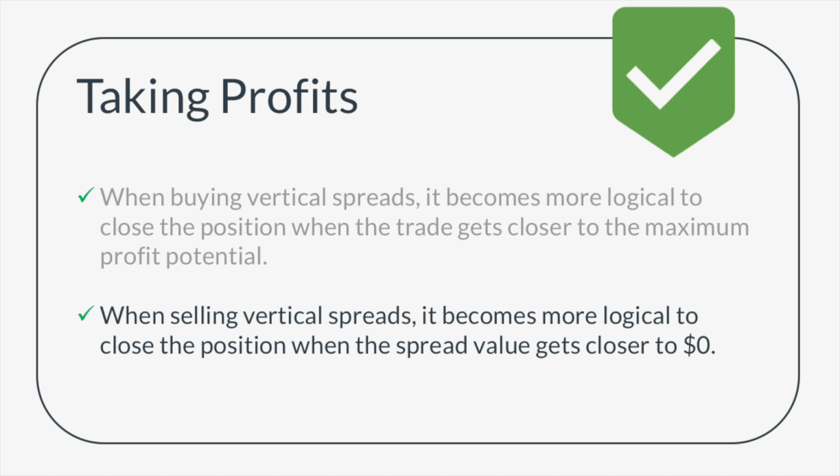Now on the other hand, when selling vertical spreads, it becomes more logical to close the position when the spread's value gets closer to $0. Now that's because when you sell a spread, the point of maximum profitability occurs when the spread is worthless. So if you sell a spread, keep an eye on its price, and the closer its price gets to $0 or being worthless, the more it makes sense to close that trade because you have less to make on the position and more to lose.